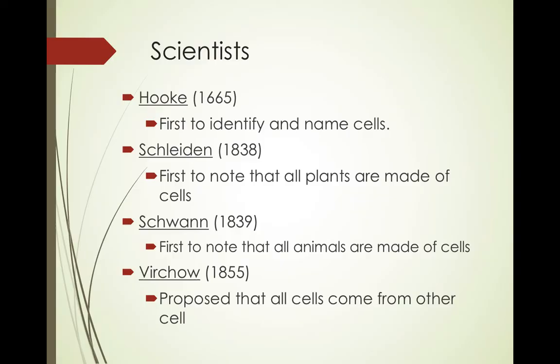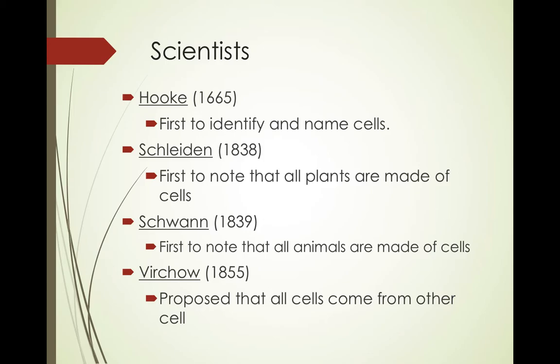So the next one is scientists. Now I did put the year on here. You won't have to know the year. I just put it on there because I do find it interesting. So we have Hooke. Hooke was the first scientist to identify and name cells. What he did is he actually looked at a piece of cork tree underneath one of the very early, one of the first microscopes, and whenever he looked at it, it looked like a whole bunch of little squares everywhere. And so that's why he called them cells, because they kind of look like a jail cell.